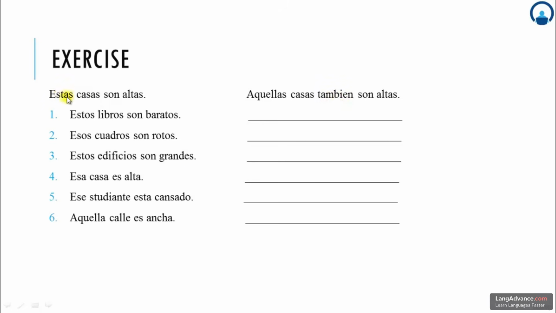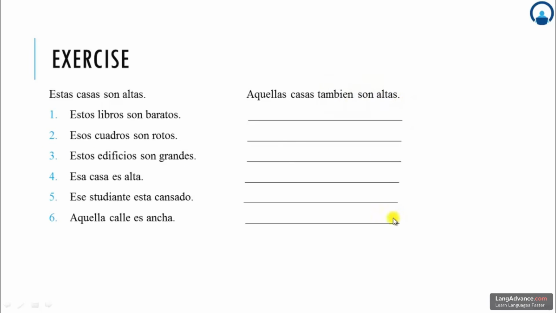So again we'll repeat the example. Estas casas son altas. That means these houses are tall. Aquellas casas también son altas. That's how you have to write. So I have changed these houses to those houses, adding an extra word, también, that means also. So these houses are tall is converted to those houses also are tall.